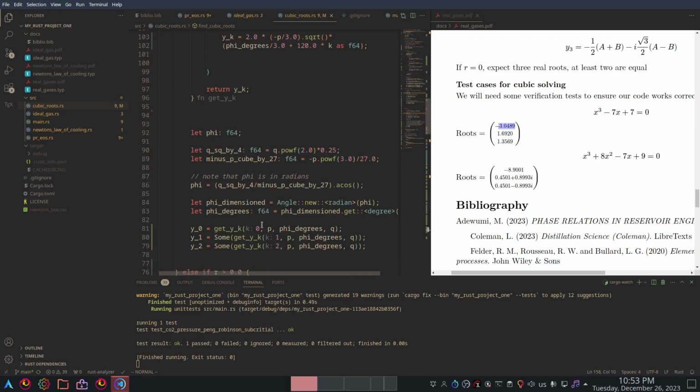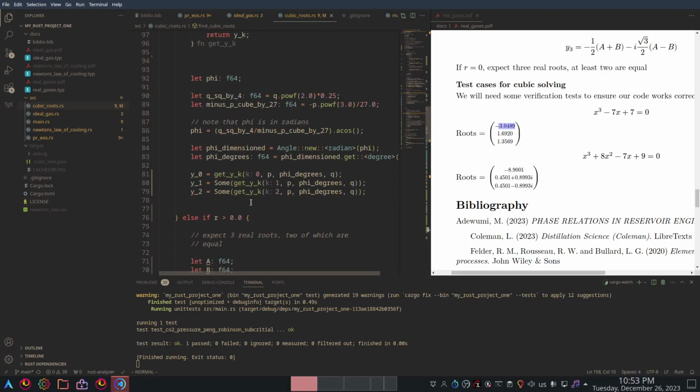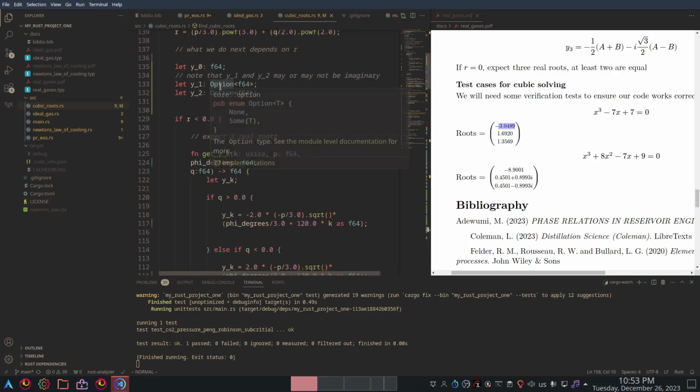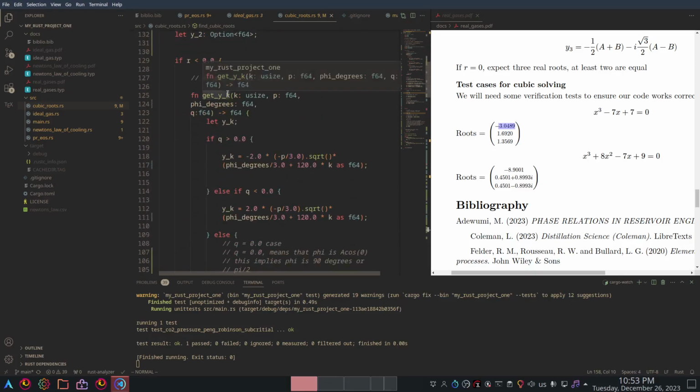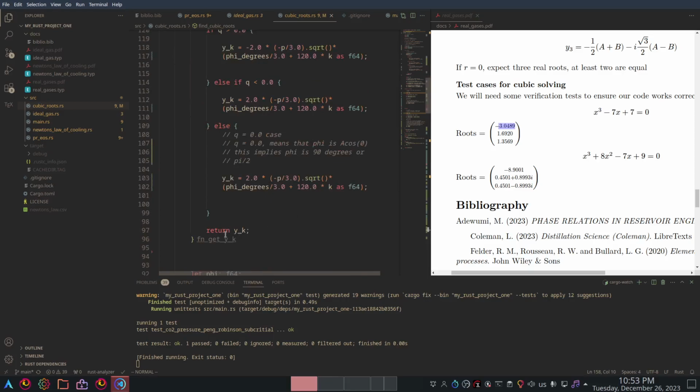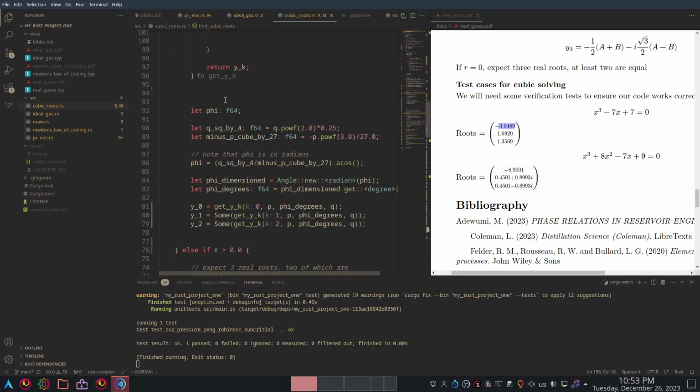If r happens to be more than 0, or r happens to be less than 0, yeah. If r happens to be less than 0, then we get this yk, right? The yk is gotten like that. So we have the 3 real roots case. So y0, we will just get yk where k equals 0. We get all the degrees, we did everything according to the formula, and we have 3 real roots here.